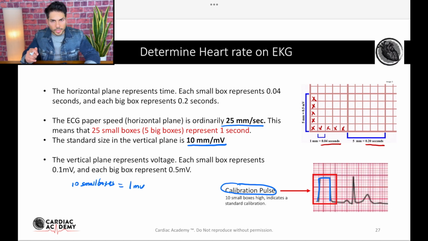So again, just to review a little. Before reading the EKG paper, make sure it's 25 millimeters per second, and make sure that the calibration pulse is 10 millimeters per millivolt, okay? And after that, remember, each small box is gonna be 0.04 seconds in the horizontal plane, and in the vertical plane, each small box is gonna equal 0.1 millivolts. All right, very good. Let's continue.